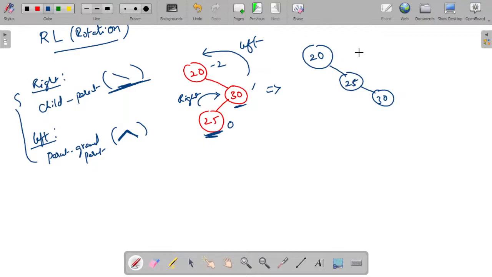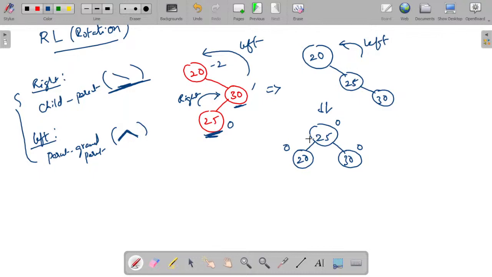Now we have to perform a left rotation, which is the final rotation in right left rotation. Between 20 and 25 the rotation is performed, so the tree is going to get into something like this. 25 goes up, 20 is pushed down, and 30 stays as it is in the same place. Now the balance factors are within the range for all the nodes. So this is how you perform a right left rotation.